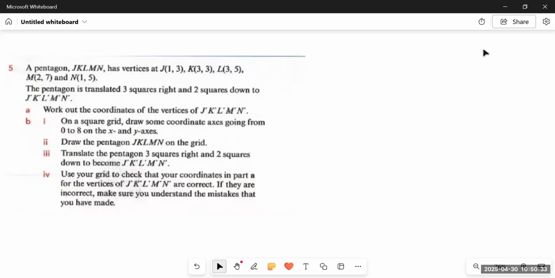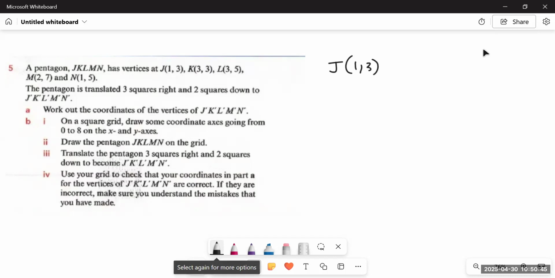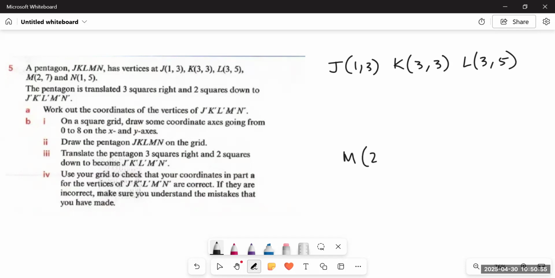The next question says the pentagon JKLMN has vertices J(1, 3), K(3, 3), L(3, 5), M(2, 7), N(1, 5). Okay, so let us write it down over here.